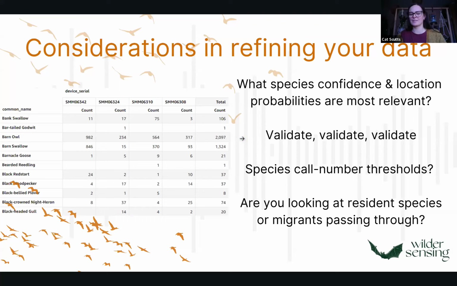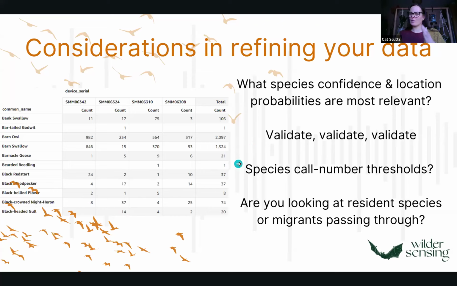So say you're looking at something like species richness. You probably want to cut out the really spurious things. So say here we've got the bar-tailed godwit, only had one call for the whole of the year. You can go away and listen to it and validate it. This recording, I know from experience, isn't a bar-tailed godwit. And we've also got things like the bearded tit. We know they're in the area, but only one recording. Probably go away and validate it.